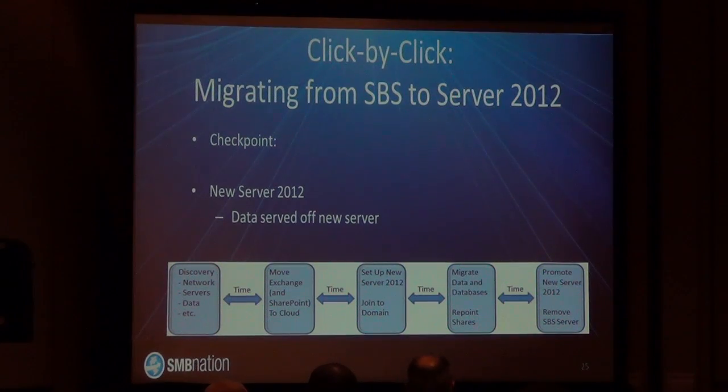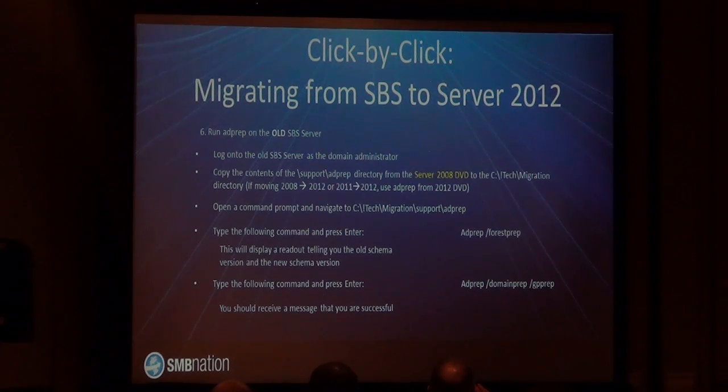So now, checkpoint. So now the new server, you got the data all moved over, right? You're repointing the shares. All we need to do is the last step. So here you're going to run AD prep on the old server. First thing you're going to do Monday morning is you're going to rummage around in your office and find a Server 2008 disk, and you're going to copy the Active Directory subdirectory from the support folder, and you're going to never lose that because you will need it to make your business successful in the next 3 years, because AD Prep 32 is not shipping on Server 2012.